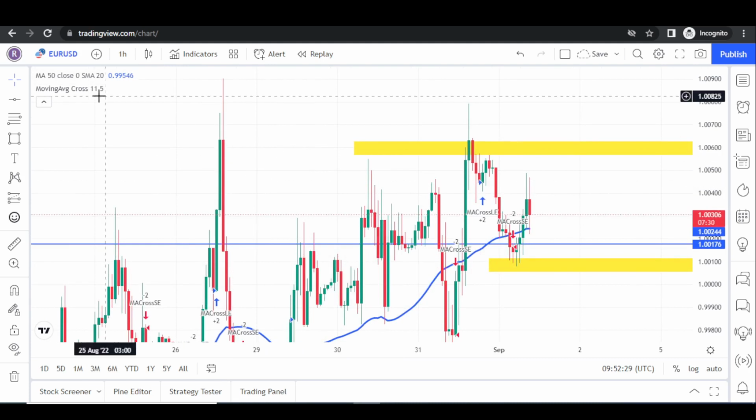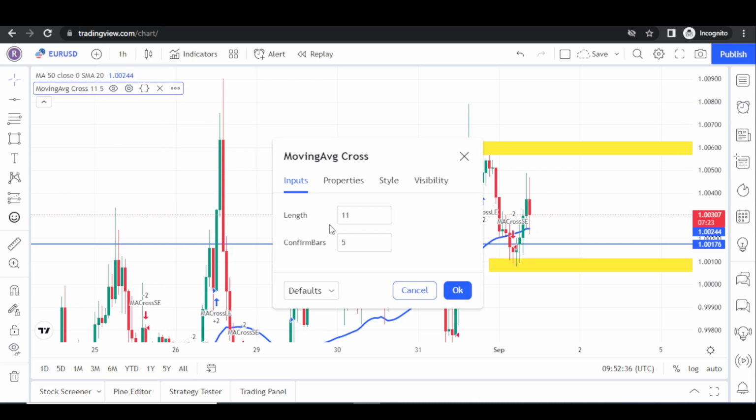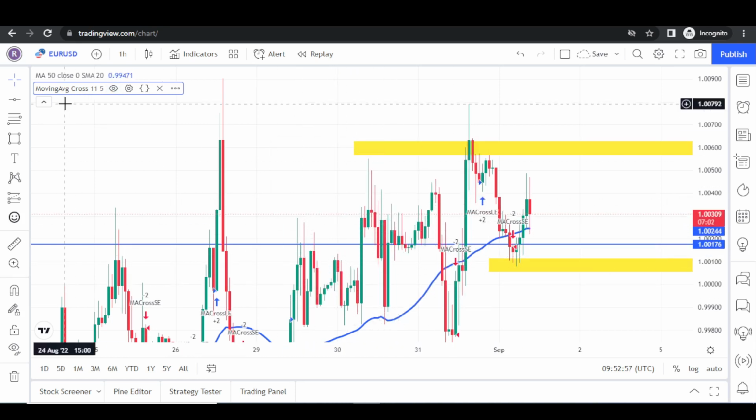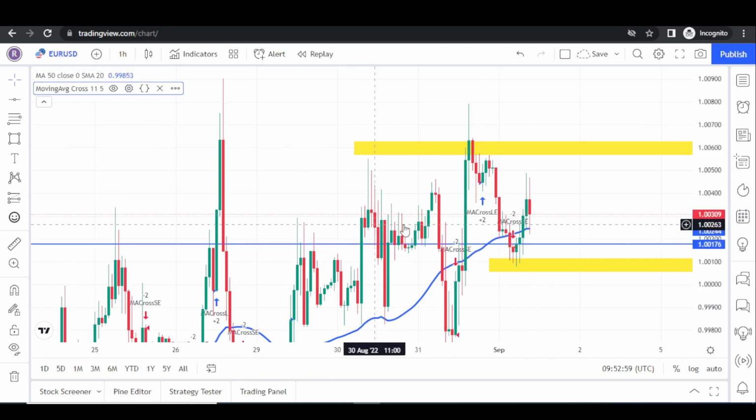All right, so now for the moving average cross, I am just going to open it so that you will see the settings. All right, now look at how you are going to set yours. Make sure you click on that settings, and this length is going to be 11, and the confirm bars should be 5. Once you are done setting it up this way, you do not need to touch any other thing. Just click OK. You will see your chart this way. All right, so for the first moving average, just moving average 200, as I said earlier on.